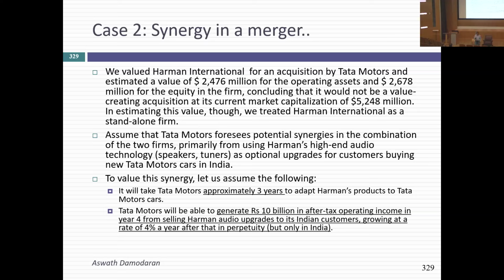So who do the cash flows accrue to? The combined company. When we talked about discount rates reflecting the risk of the cash flows, if I have synergies accruing to just one company, then I can use the cost of capital of that company. If I have synergies accruing to both companies, I have to use a weighted average cost of capital. In this case, let's assume the synergies accrue almost entirely to Tata Motors. They're going to put Harman Audios in the cars. You come up with expected cash flows of $10 billion more in after-tax operating income starting in year 4, growing at 4% a year in perpetuity. So basically, it'll take about 3 years to integrate these audios into your cars.